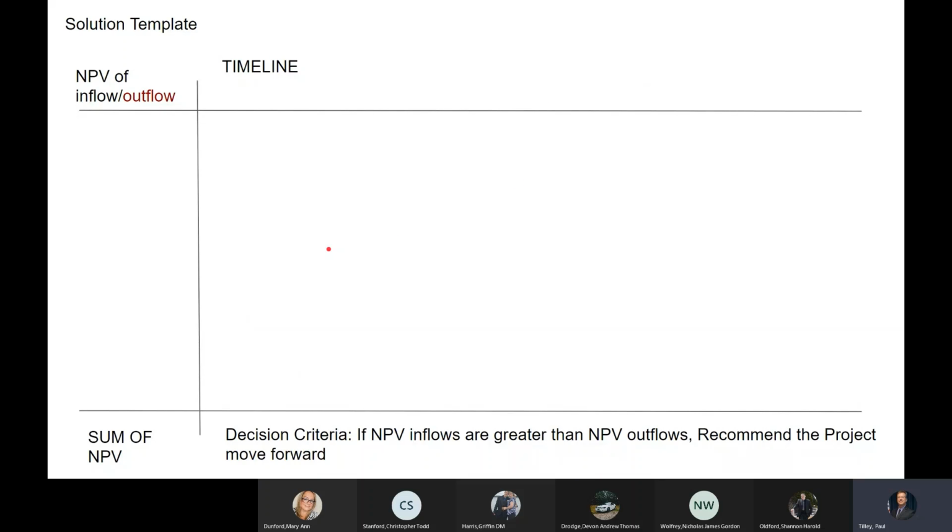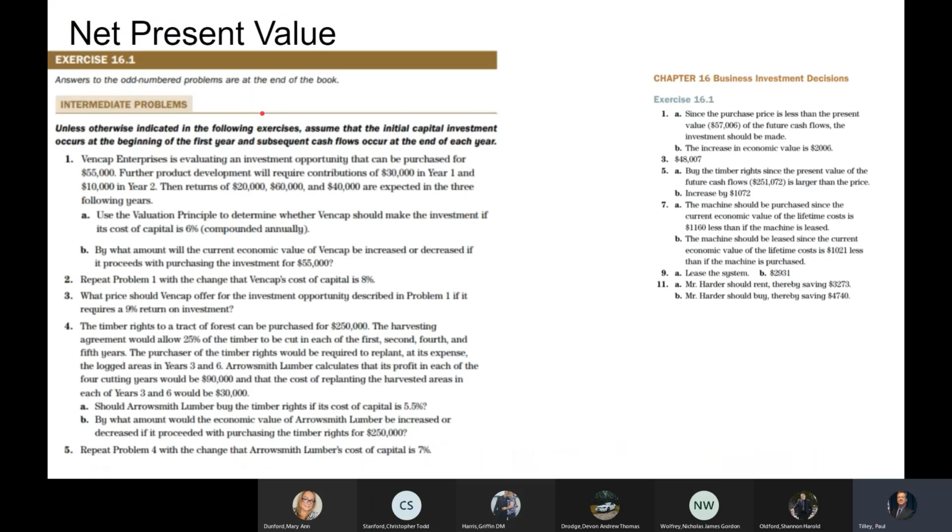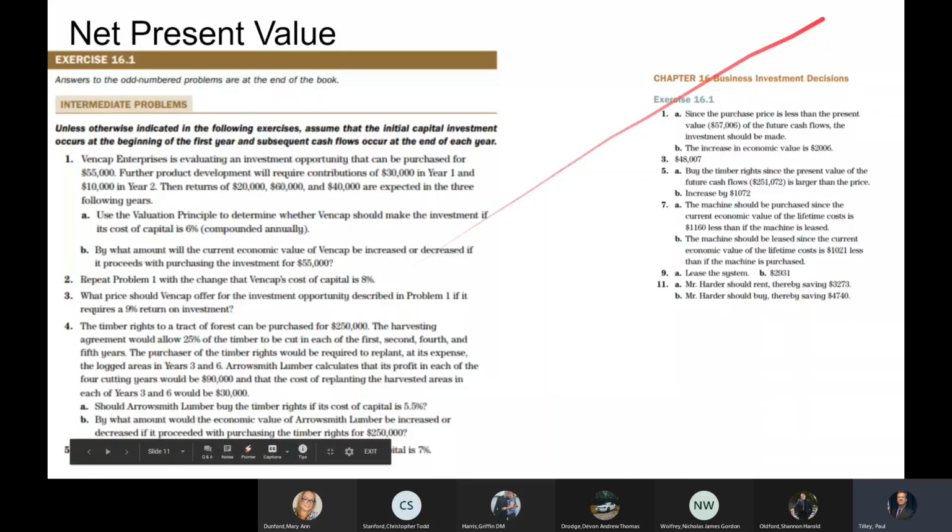And while you're doing that, I'm going to see if I can add in my solution set. I'm going to go to the problem. I'll keep that up there.